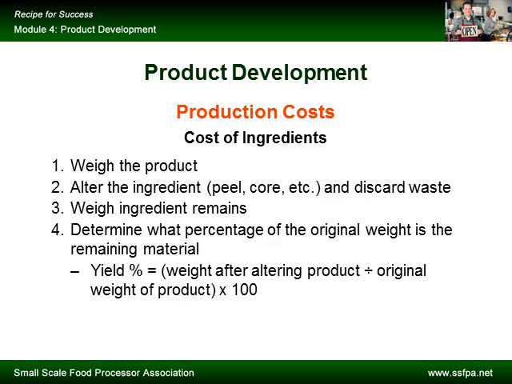If you don't have access to the book, you can still determine the yield percent for any of your ingredients. Weigh the product, alter the ingredient by peeling, coring, etc., and discard the waste. Weigh the ingredient remains. Determine what percentage of original weight is the remaining material. To calculate this percentage, you divide the weight of the remaining ingredient by the original weight before alterations and multiply that answer by 100.